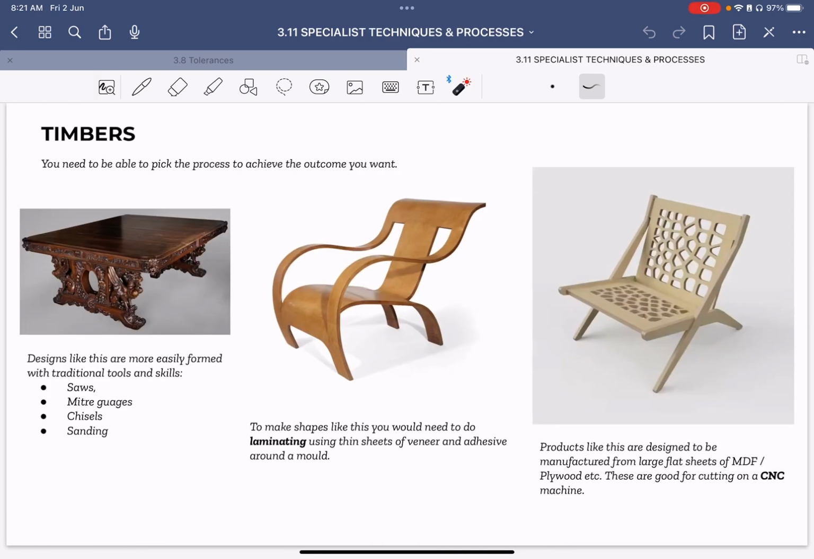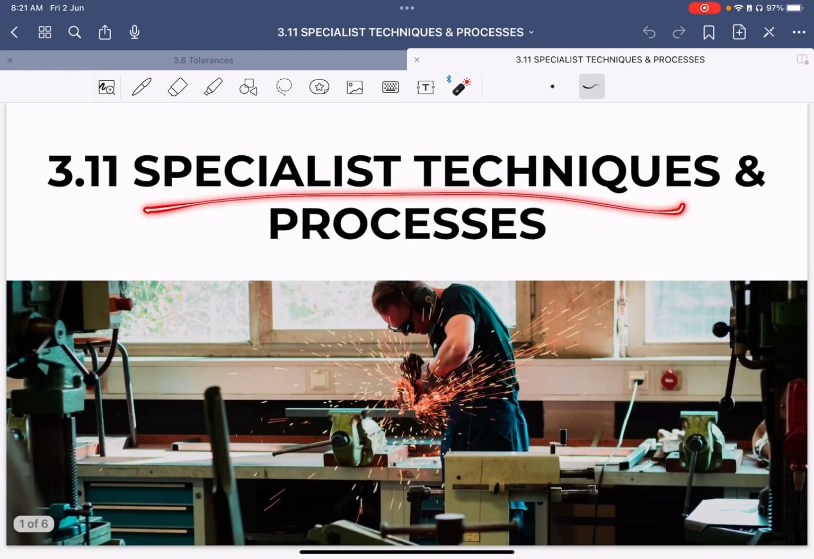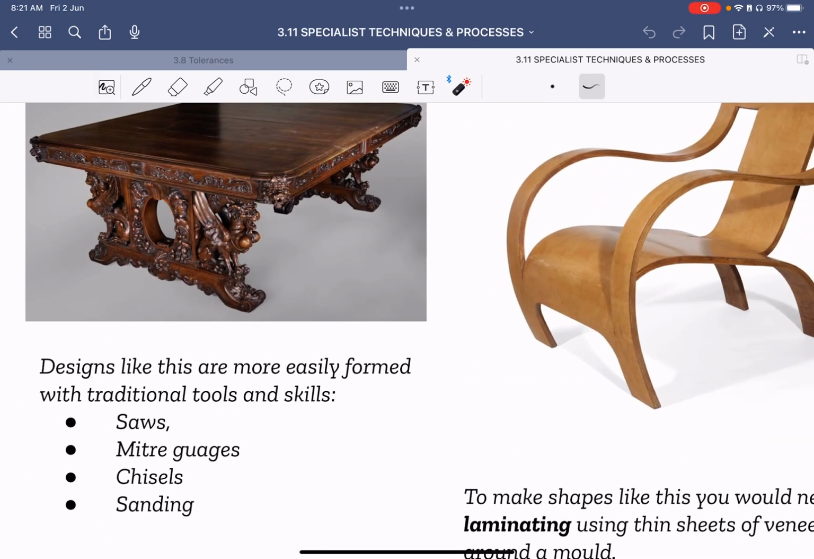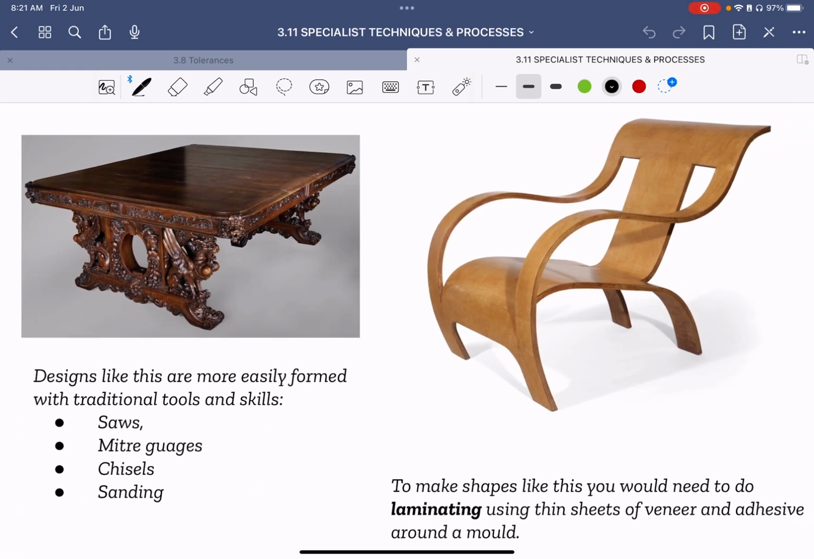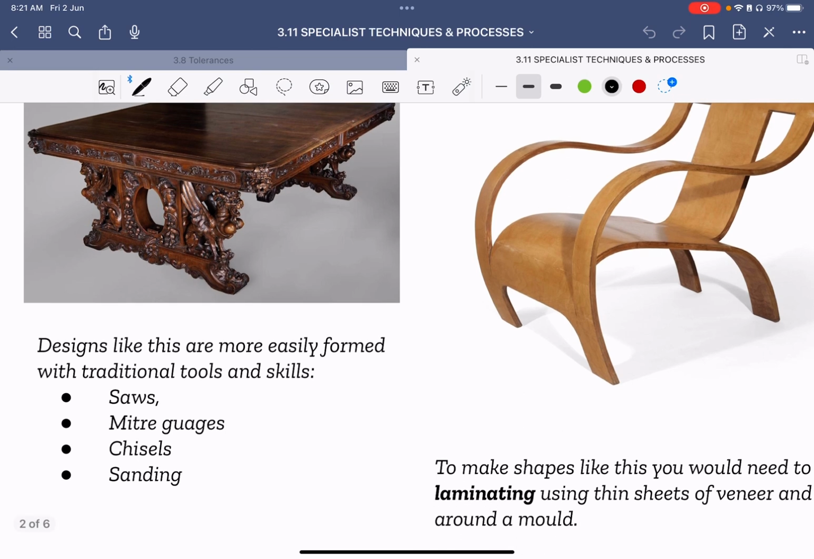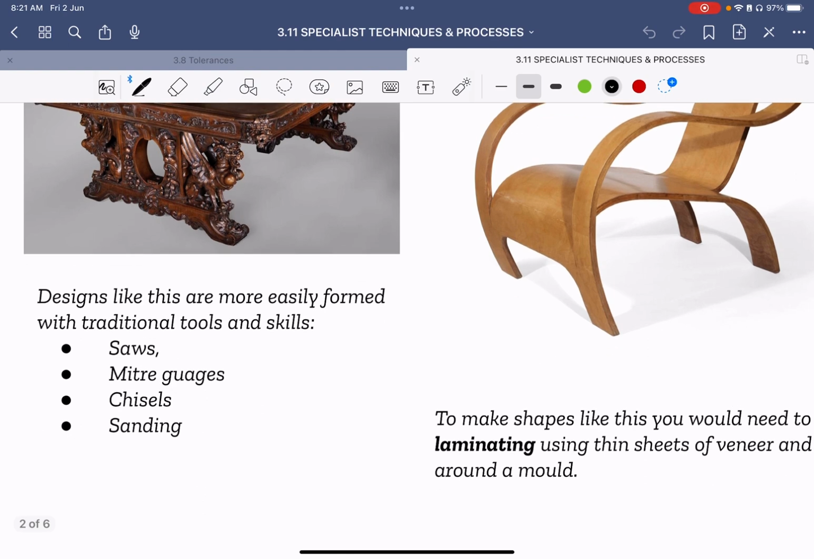So the first one we're going to talk about is timbers. Now, we're talking here about specialist techniques and processes. So in relation to timbers, we can have a look at these and think, right, what is specialist about the process that would be used? Sometimes when we're looking at products, you as a designer might look at it and wonder how it was made. At least I hope you do, if you're design minded. So you might even look at a highly ornate decorative piece of carpentry like this and think, well, how on earth was that made?